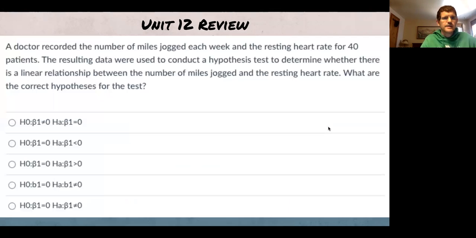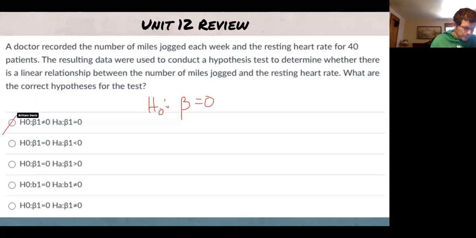Okay, now we're looking at what is the correct hypothesis or hypotheses for this test. A doctor is recording miles of jogging each week versus resting heart rate for 40 patients. And we know, just before we even look at anything else, that the null hypothesis is always that beta, which is our population slope, is going to be 0. This is always the null hypothesis. So I can rule these two out.